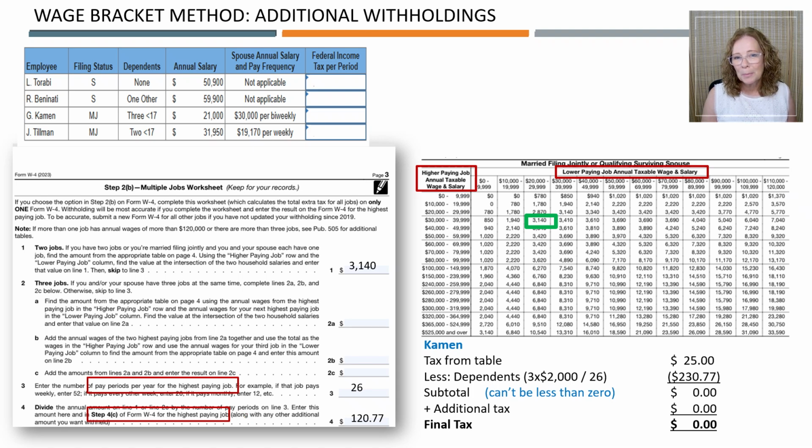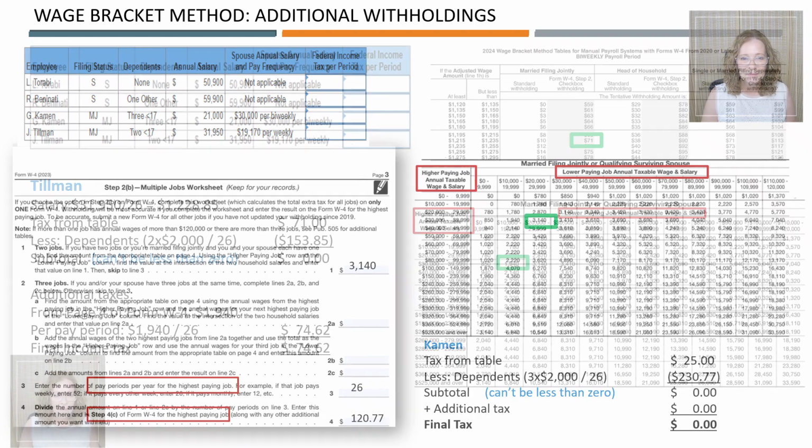I showed you how to complete the worksheet on page 3 to illustrate the process, but you only need to determine if the employee's spouse has the higher paying job, and in that case, there is no additional tax.